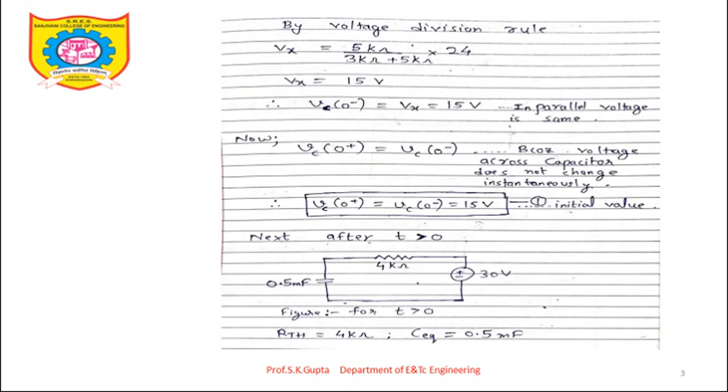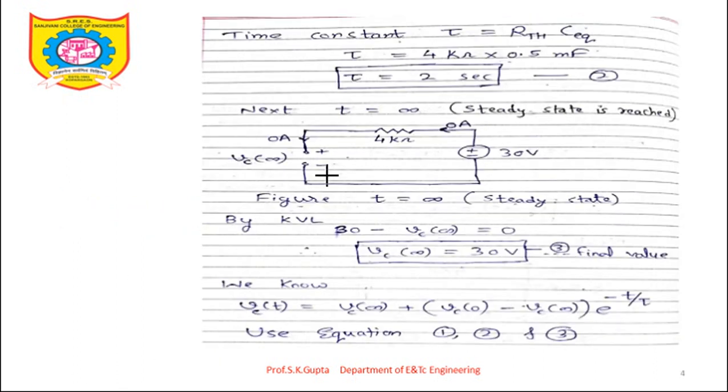And third, once again you have to consider t equal to infinity, that means steady state is reached. Again the capacitor is open circuit. Try to find the voltage across the capacitor and use this equation to get the voltage across the capacitor. Okay, thank you.